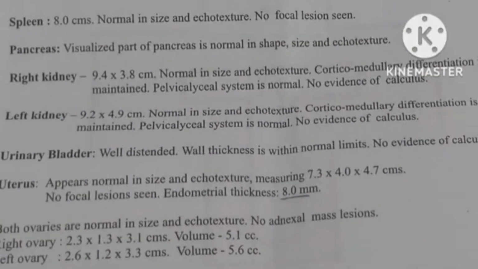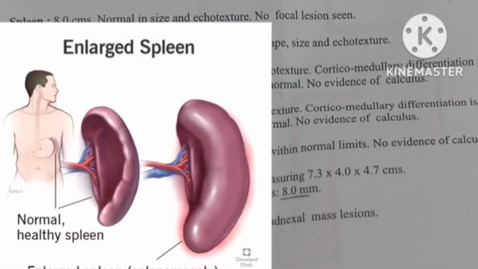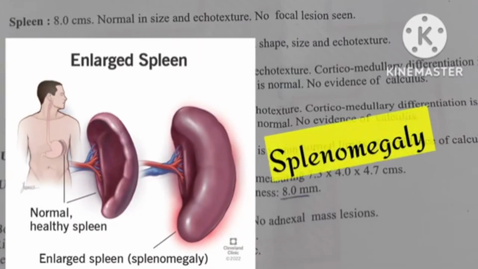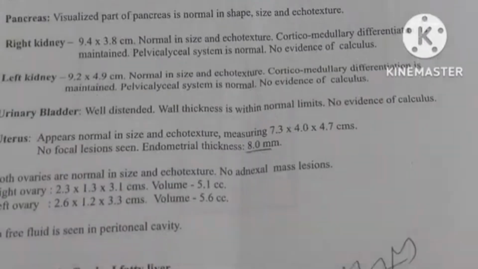Next comes the spleen. The spleen is an organ which is present in the upper left side of the abdomen. How is the spleen? If it is normal, they'll mention it as normal. If the spleen size is enlarged, they call this condition splenomegaly. And how is the tissue pattern of the spleen? If it is normal, they'll mention normal echogenicity. If the spleen tissue is increased or decreased, they'll mention increased or decreased echogenicity, and they'll also mention the focal lesions.